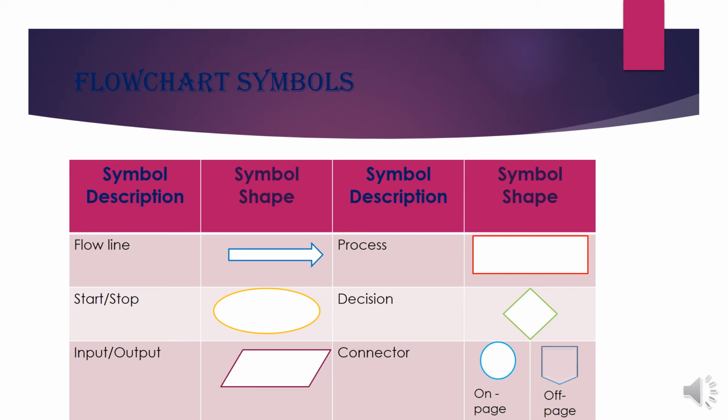The fourth symbol is processing symbol. It is just like a rectangle. It is used when you want to do calculations or to write a formula in the flowchart. The second last symbol is decision symbol. It is a diamond shaped symbol which represents the decision in a flowchart, and it contains a condition.